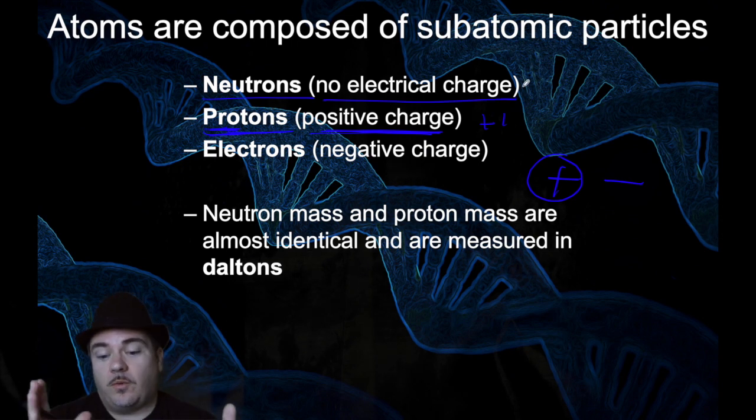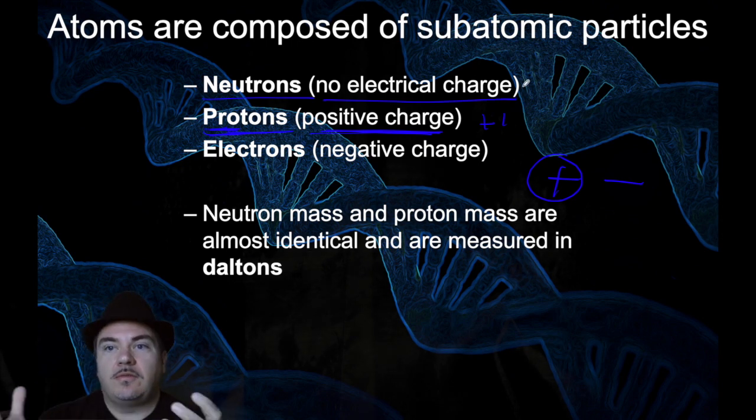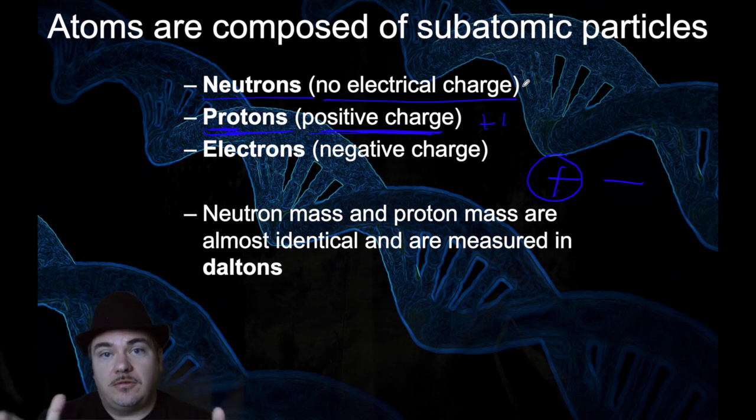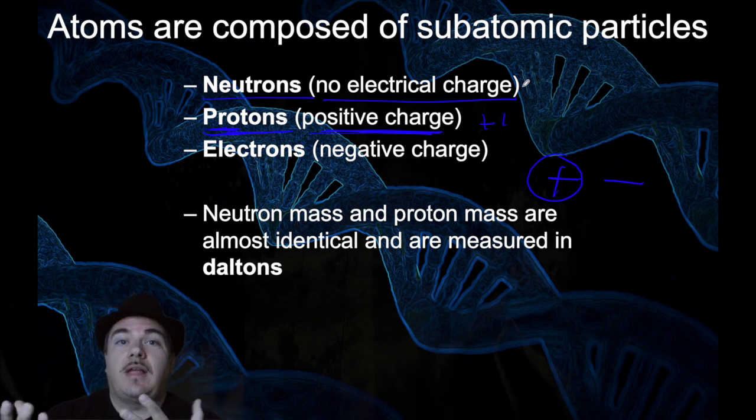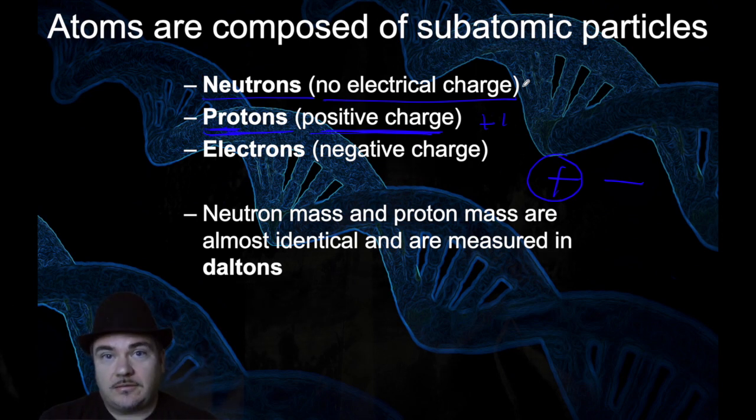They don't have a positive or a negative electrical charge. So again, that one's kind of easy to remember. Neutrons are neutral. They don't have an electrical charge. The last one would be the electrons.